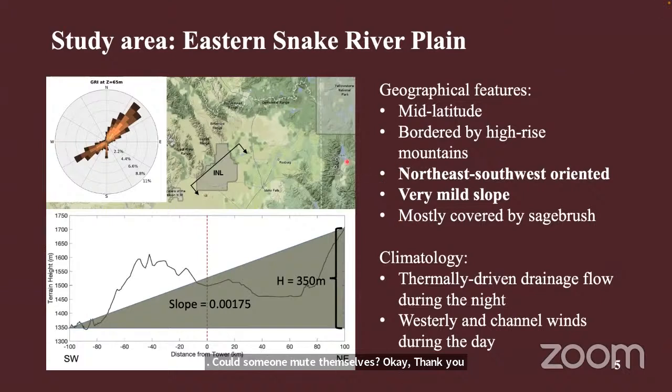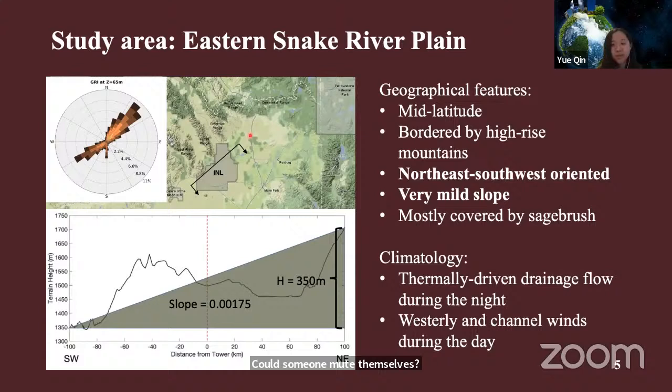Okay, thank you. During the nighttime, when the thermally driven wind plays an important role, the dominant flow is the drainage flow from the northeast down to the southwest, because there's a mild slope along this axis. During the day, the prevailing wind direction is from the southwest. That's because the study area lies in the mid-latitude, which is called the westerlies, with the prevailing synoptic wind from the west to the east direction. And the bordering effect of the mountains will channel the surface wind along the southwest-northeast axis.